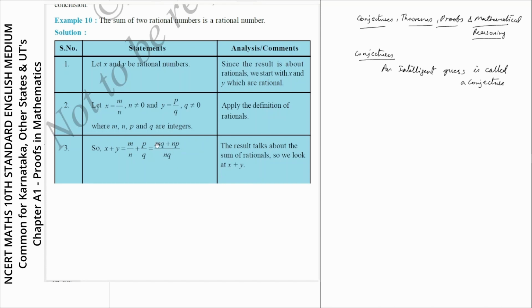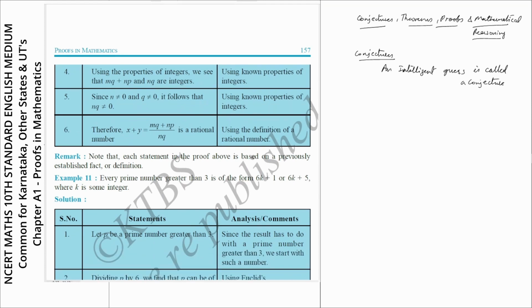Now m is an integer, q is an integer, so the product of integers is an integer. Here also n is an integer and p also is an integer. The product of two integers is an integer, and again the sum of integers is an integer. So an integer divided by nq. n is an integer, q is an integer, so nq will be an integer. So integer by an integer again, so this will be a rational number. That's how we can prove it. Therefore x plus y is a rational number. Like this, step by step we make statements which are true, and hence we prove it.